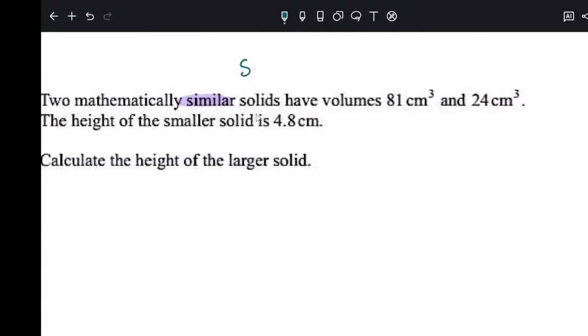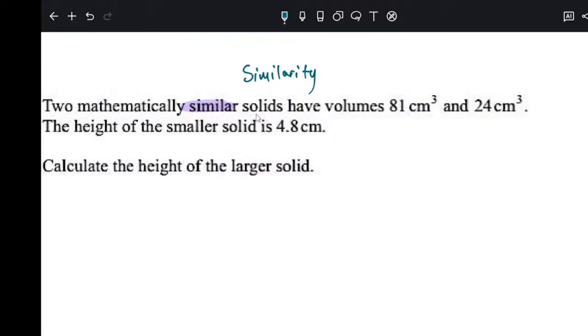We are in similarity. Now, what is it that I have for both containers? Solids have volumes, this and this. Obviously, this is going to be the larger one, and this is going to be the smaller one because it has the smaller volume. So you have volumes of both. Since you have volumes of both, your first sentence is going to be on volumes. It's going to be something times volume factor gives you something.